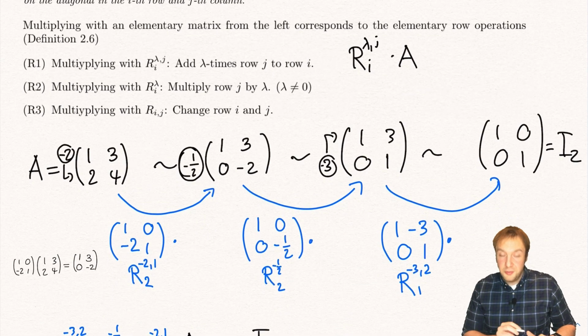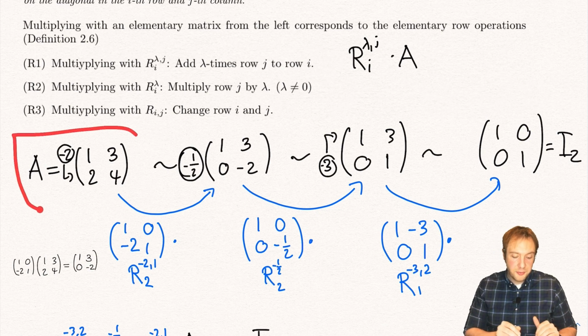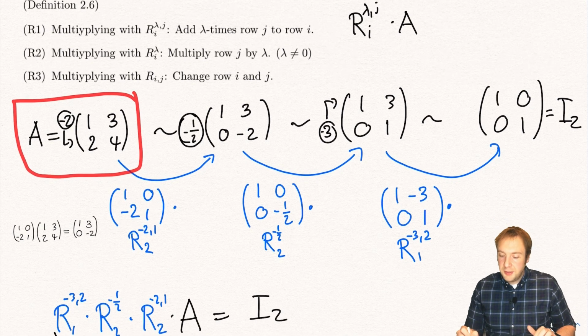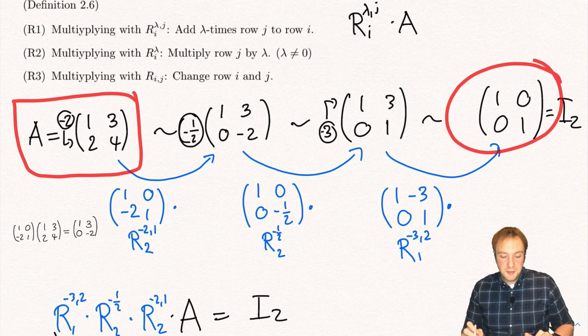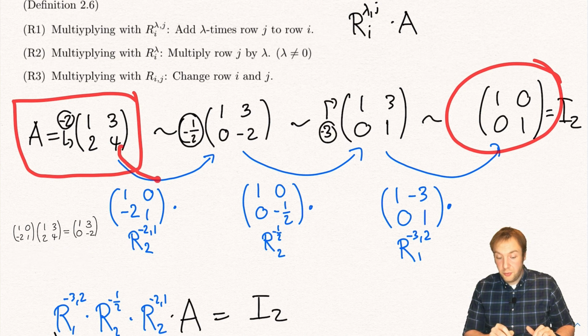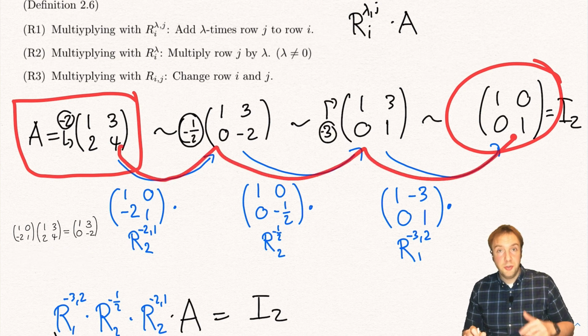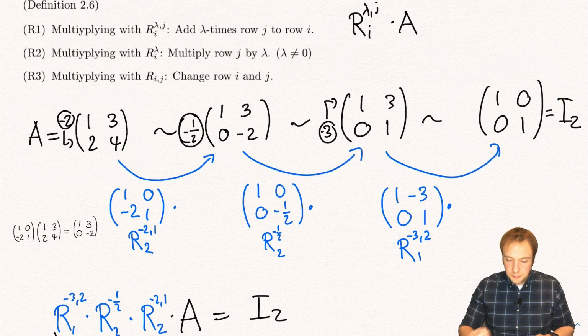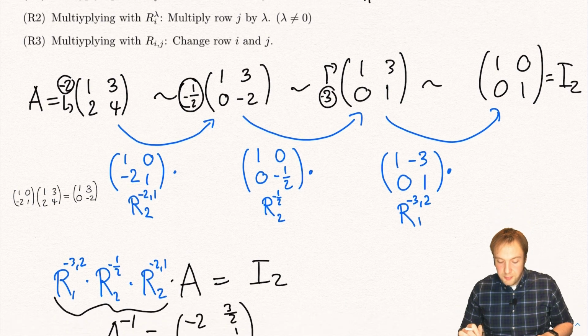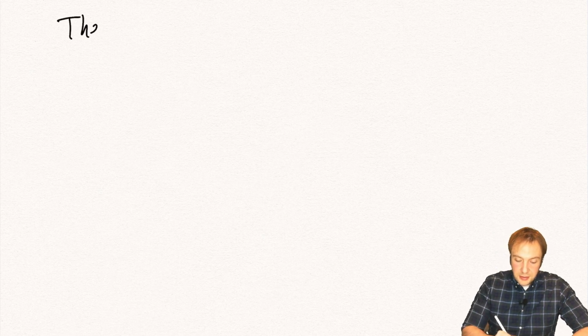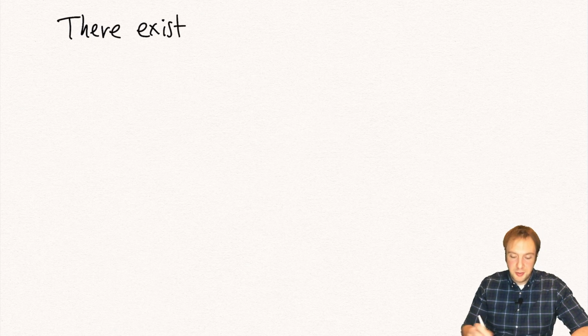Because invertible, we learned, means that the row-reduced echelon form of a matrix A is exactly the identity matrix, and to get the row-reduced echelon form, we do these row operations, and row operations correspond to multiplying with elementary matrices. So this is the first remark, and the second remark is that there exist explicit formulas for inverses of matrices.